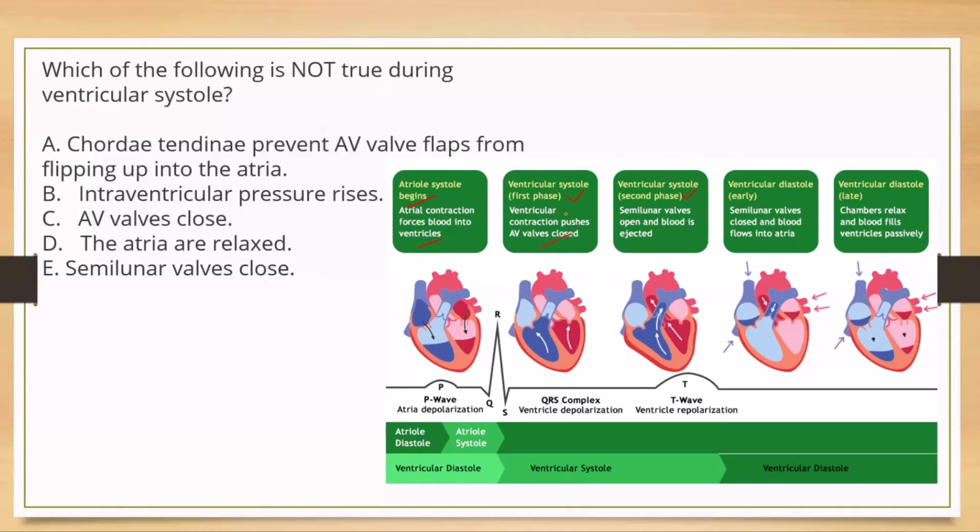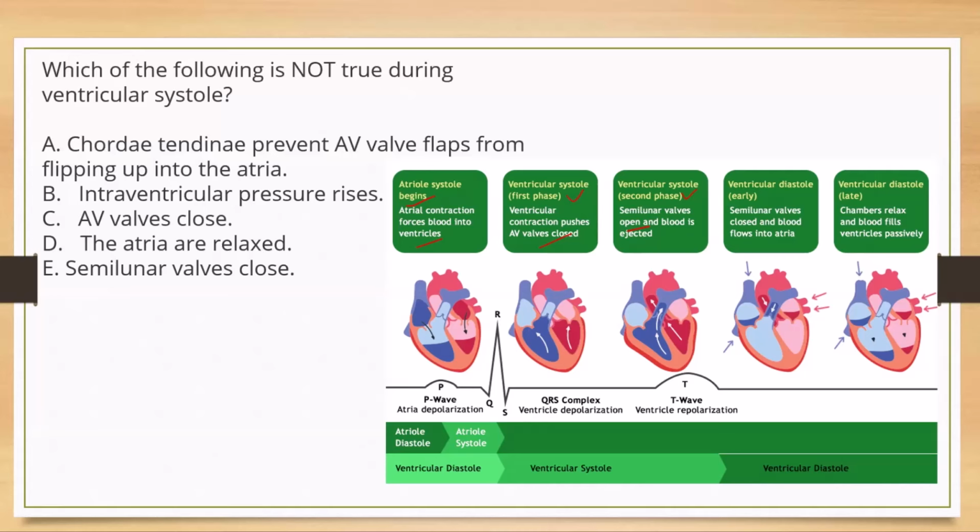Again, we talked about it in one of the previous questions. During ventricular systole, or contraction, the AV valve will definitely close because of the pressure that is being built up in the ventricles. But in the second phase, what happens? The semilunar valves, the aortic and the pulmonary valves, open so that blood can be forced out.